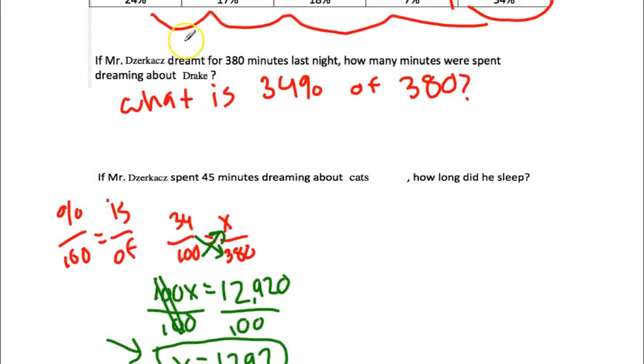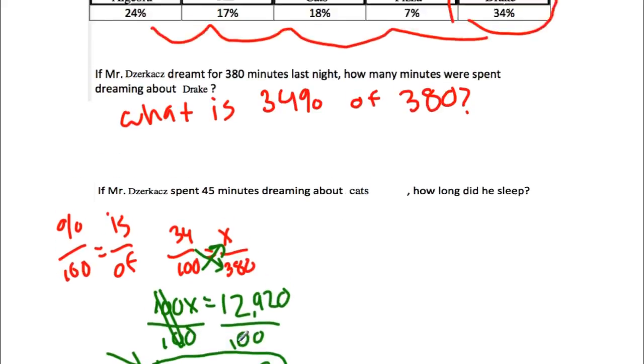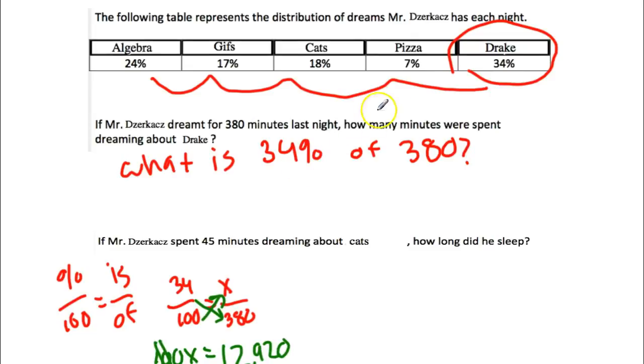Does it make sense? So it says if Mr. Durkis dreamt for 380 minutes last night, how many minutes were spent dreaming about Drake? Yeah, I mean, 129.2 is less than 380. It seems like that's a reasonable answer. So you can do that one works. Cool. So now the next one. If Mr. Durkis spent 45 minutes dreaming about cats, how long did he sleep?